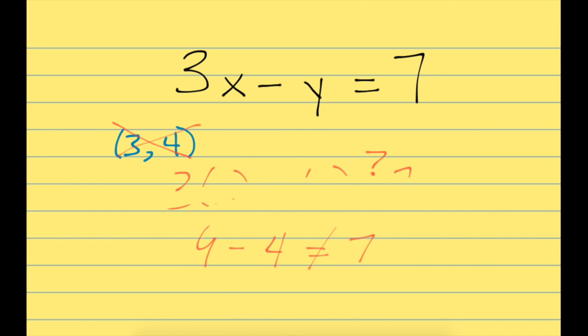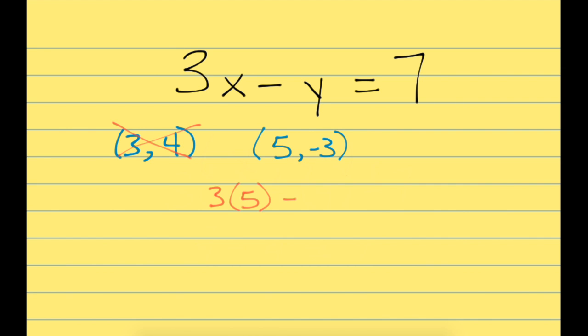All right, well, let's try another point. Another point that they give us is 5, negative 3. Does that fit the equation? Does 3 times 5 minus negative 3 equal 7? Well, 3 times 5 is 15. Minus negative 3 is the same as plus 3. That does not equal 7. So that's also not a solution to our equation. So that means that those 2 points are not on the line that this equation gives us.